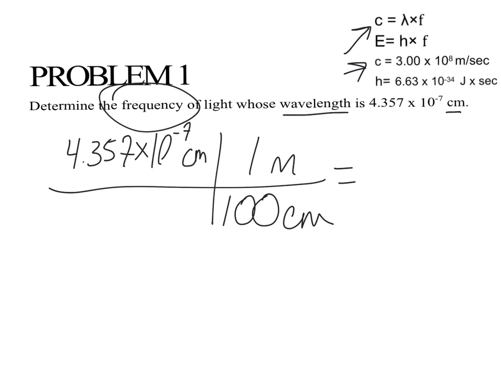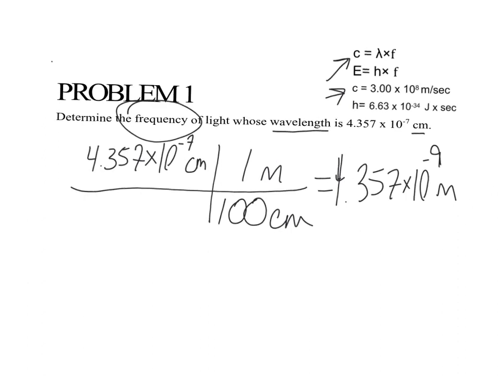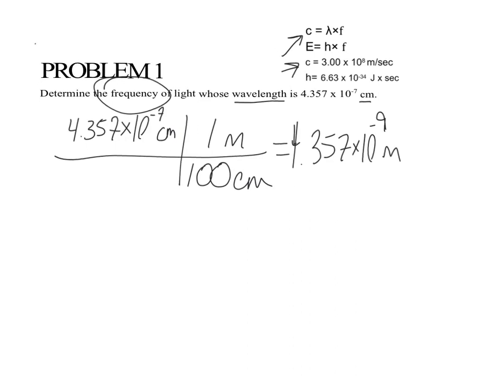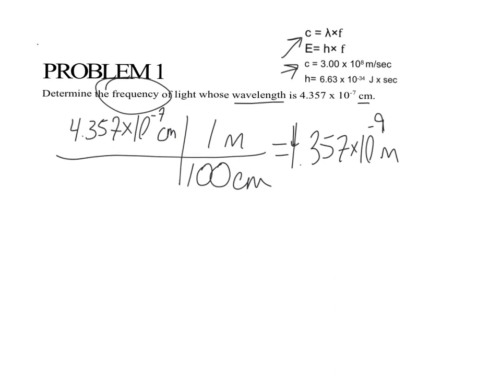So I do a little bit of math, and I get that my 4.357 times 10 to the negative 7 centimeters is 4.357 times 10 to the negative 9 meters. Okay, so now I have it in the right units. So I'm going to scroll just to give me a little bit more space here. So now I can actually get to the work on my problem.